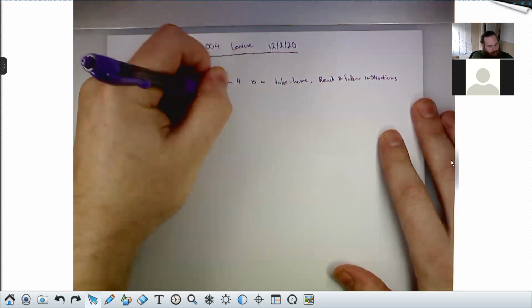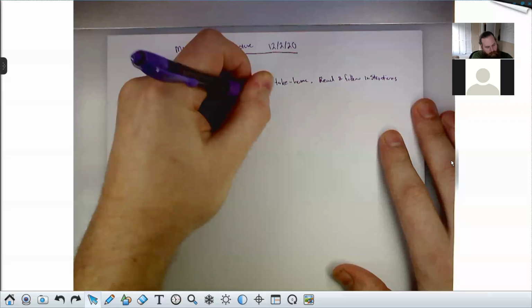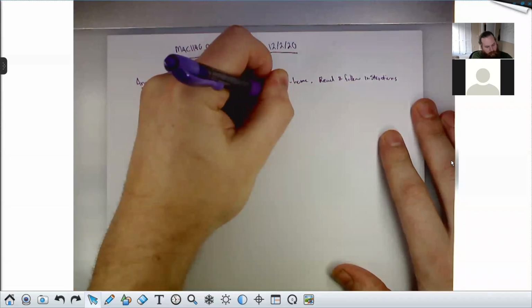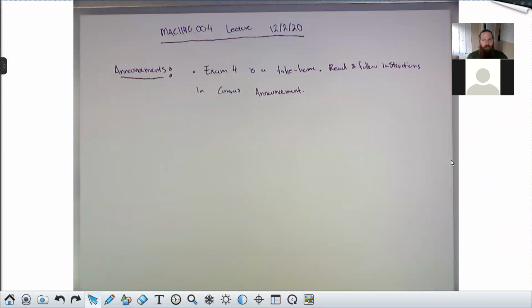In the Canvas announcement. So what I'll do immediately after class, I will post a Canvas announcement with that PDF attached. You can save the PDF on your computer and then print it out or work on your own sheet, doesn't matter.